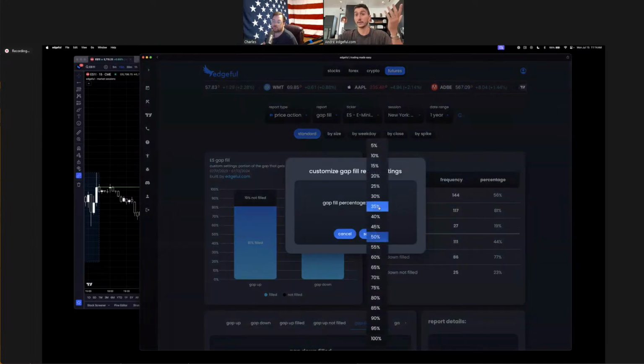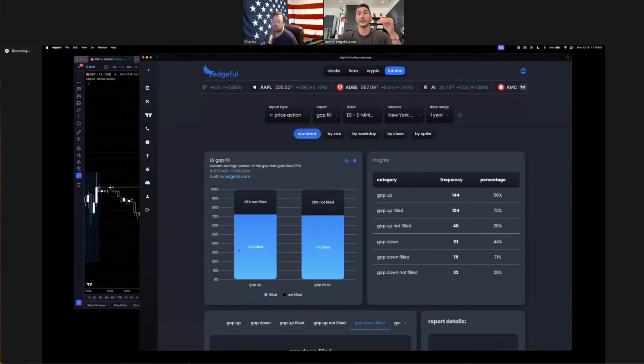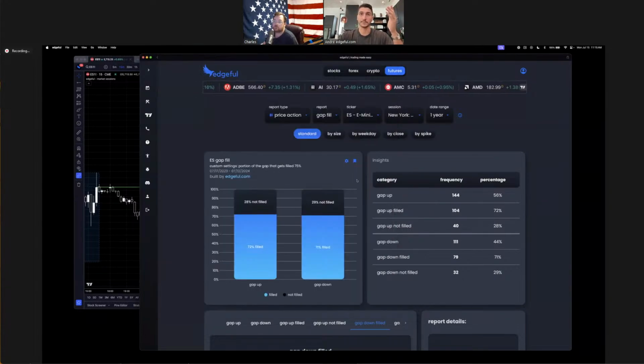So this is something that is very interesting to me, because now this allows you to say, okay, I can customize this by every 5% increment. So let's see what 75% shows. You can see now you're going from 60% to 70%. So the smaller gap that you want to target, the better likelihood, obviously, that your win rate increases.